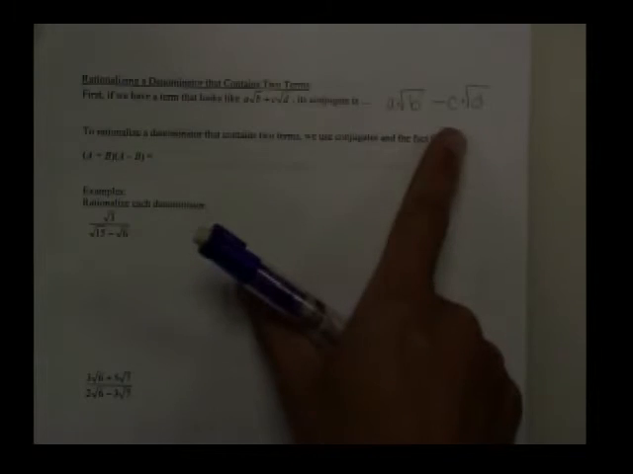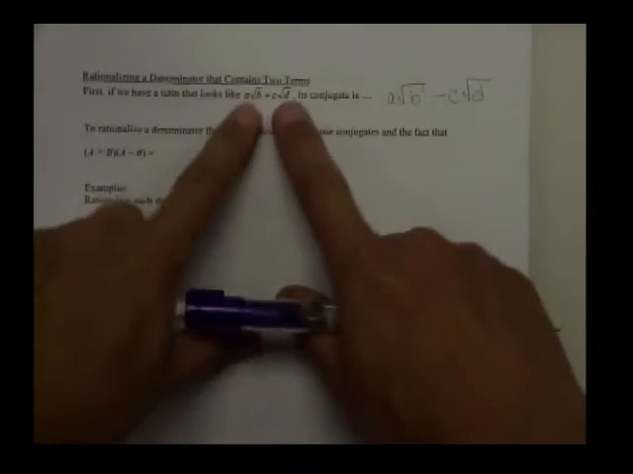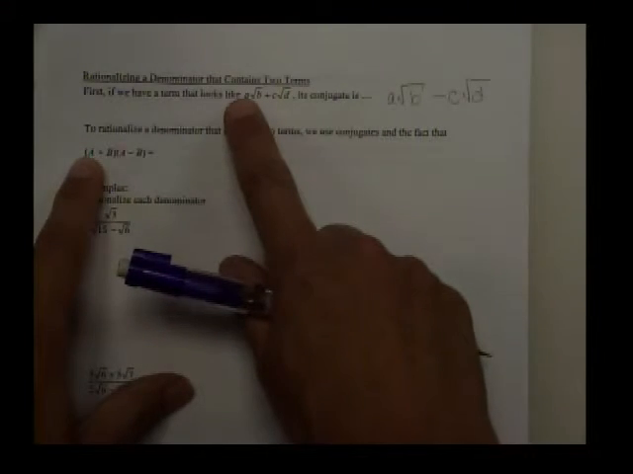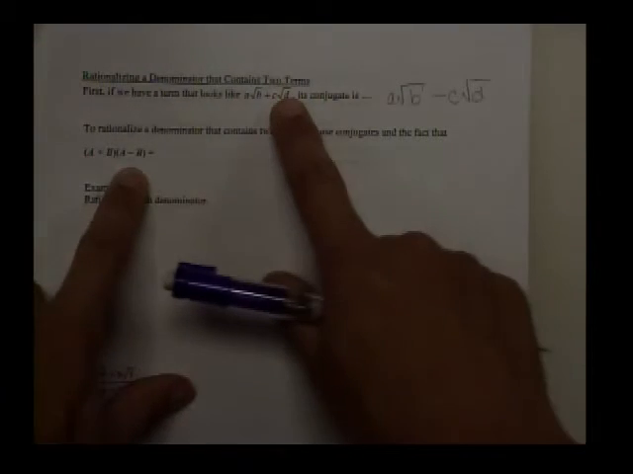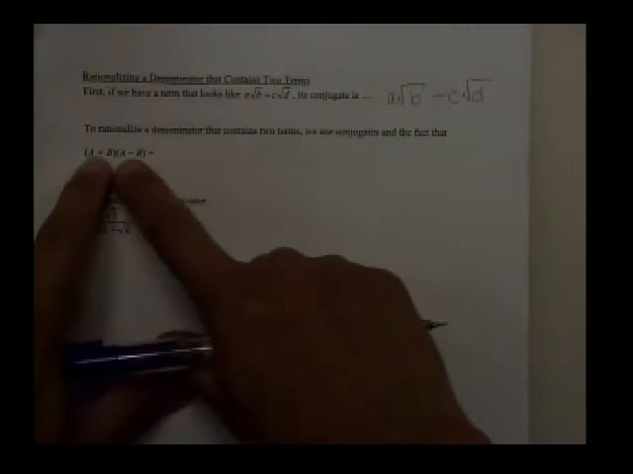So it says to rationalize a denominator that contains two terms, we use the conjugate. So that's why we talked about it. We're going to have to use the conjugate. And the fact that if we have a plus b times a minus b, so remember, we're going to have the same thing as the first term, the same thing as the second term, but one's going to have a plus and one's going to have a minus. And this is the formula for factoring what? Difference of squares, right? So that would give us a squared minus b squared.